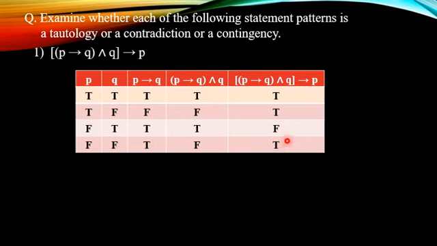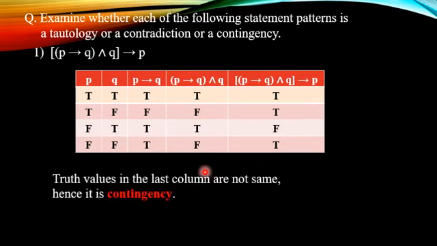So here the truth values of the given statement pattern are neither all T nor all F. That means the truth values of the given statement pattern are not the same. That means it is neither tautology nor contradiction. That means it is contingency. So the answer is the truth values in the last column are not the same. Hence, the given statement pattern is contingency.